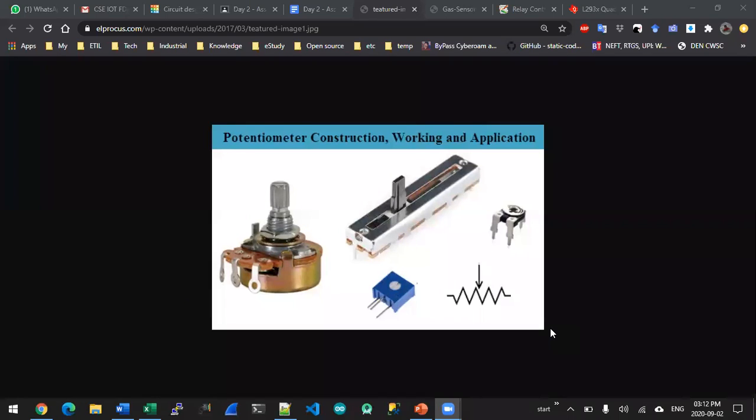So this has various applications. Like in earlier fan regulators, this kind of resistance was used, and we can use it to input various kinds of values, like the volume in speakers. There are many applications where we can decrease or increase something using the potentiometer.